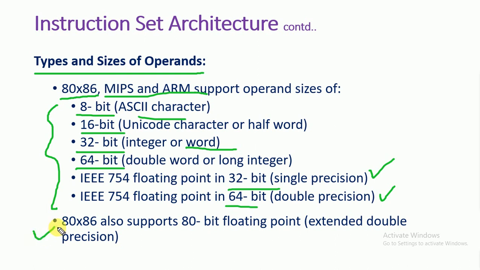All these are just a comparison, generally showing the different types and sizes of operands used with various instruction sets. Now 80x86 also supports an 80-bit floating point type, which is an extended double precision. Even larger numbers can be represented in the 80x86 microprocessor. So these are the different types and sizes of operands used with various instructions available in different processors.